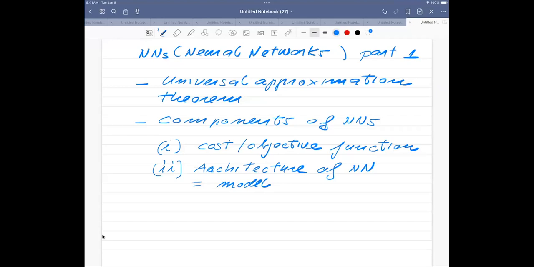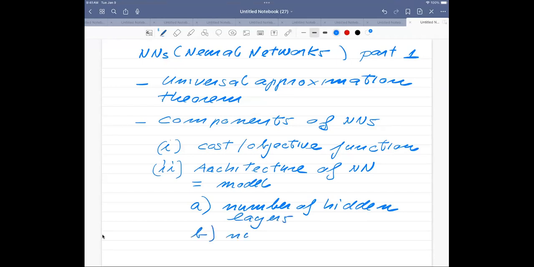So this architecture will contain the following elements. And these are things which we're going to define a little bit later. It's going to contain the number of hidden layers. And I will come back to why they're called hidden. It's going to contain the number of nodes in a hidden layer. So I'm going to use the word nodes.